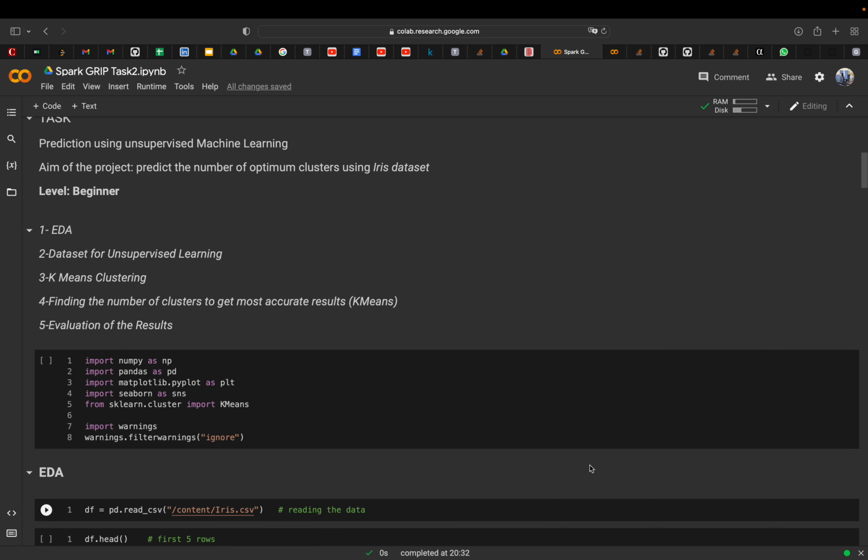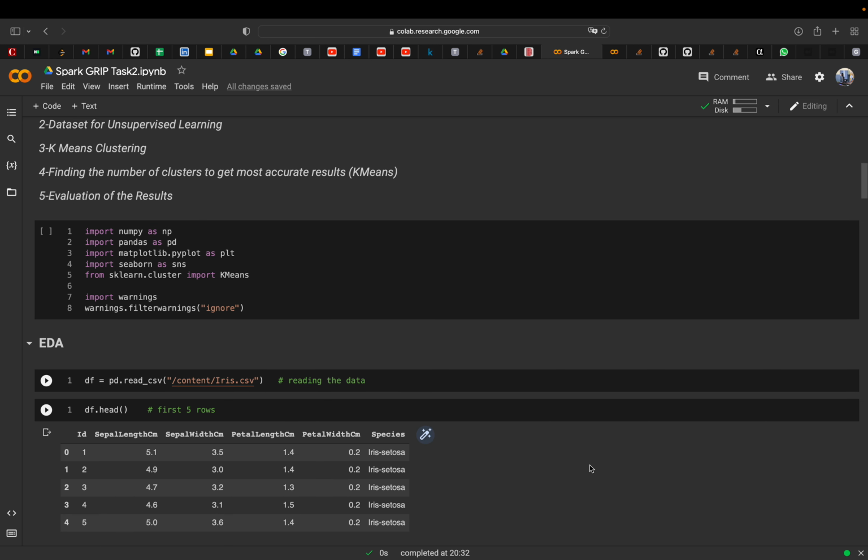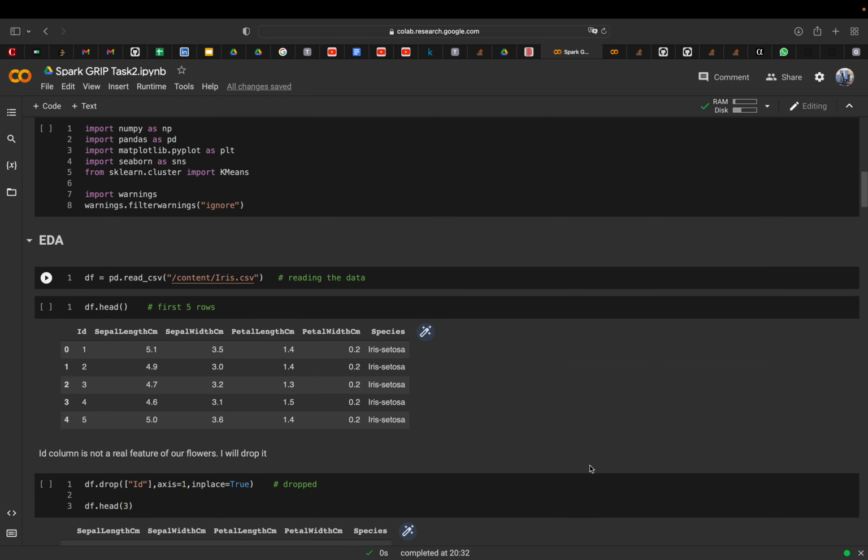We first import the libraries to use. Our dataset has 4 features: sepal length, sepal width, petal length, and petal width. Species is the target variable. We drop the target variable. We also drop the ID variable because it's not an important feature.